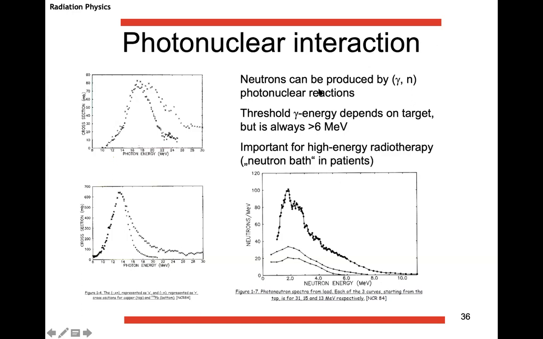Now you see, these are pictures showing you the cross section as a function of the photon energy. These are in two different materials. The one on the top is in copper, and the one on the bottom is in lead. You see that in both cases the threshold is a little bit higher here, about 10 MeV, a little bit lower here, about 6 MeV. The peak is pretty much the same, about 16 MeV here and about 13 MeV here. This is actually the neutron spectra that you produce. It is very important for one reason.